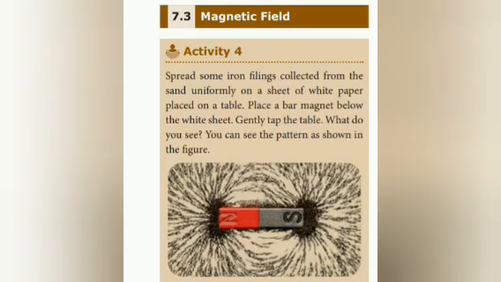Spread some iron filings collected from the sand uniformly on a sheet of white paper placed on a table. Place a bar magnet below the white sheet. Gently tap the table. What do you see? You can see the patterns as shown in the figure. So see the picture, students.